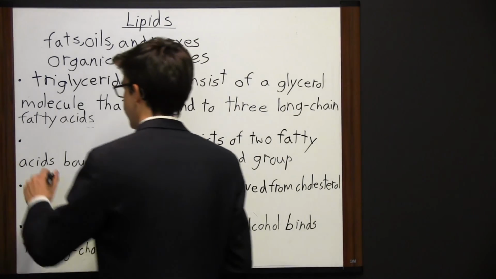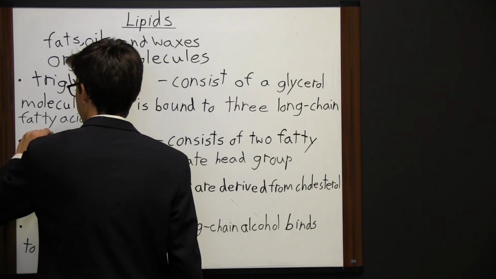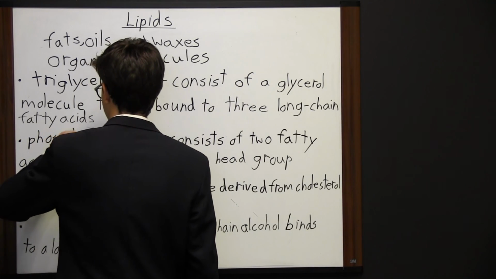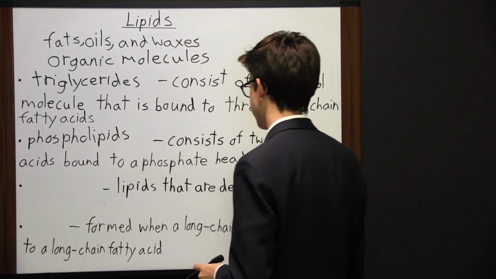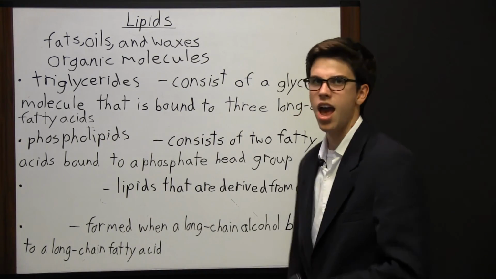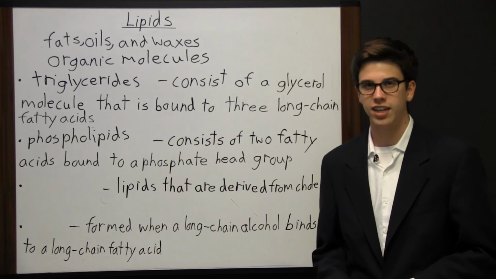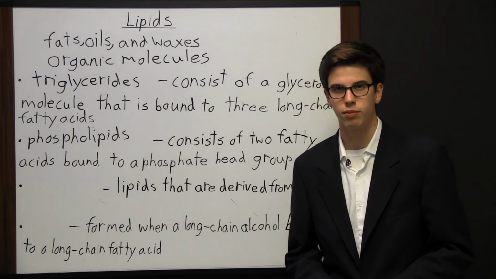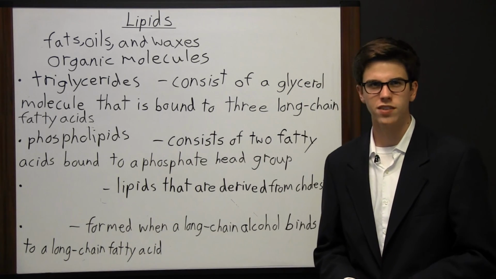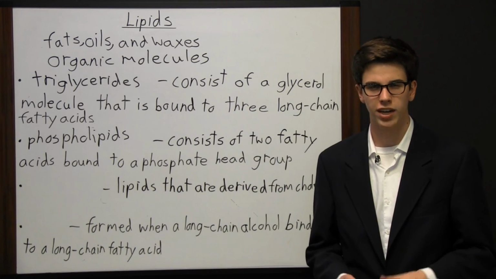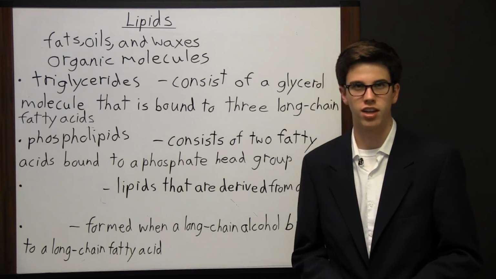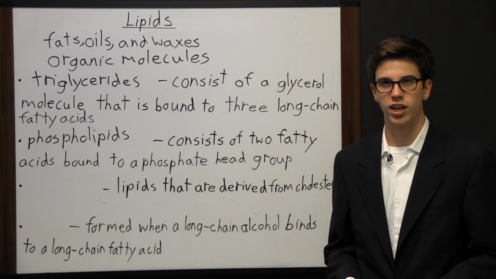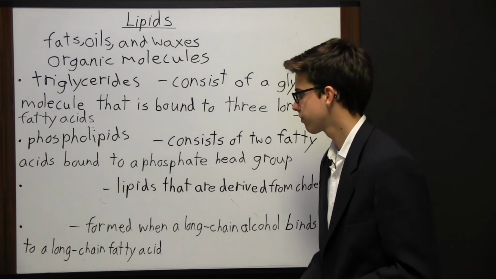Now, a second grouping is phospholipids. And these consist of 2 fatty acids bound to a phosphate head group. And so the fatty acid portions avoid water, meaning they're hydrophobic, while the phosphate head groups seek water, meaning they're hydrophilic. So phospholipids have a structural function. They make up cell and organelle membranes in your body.